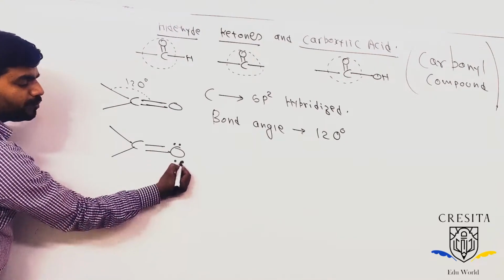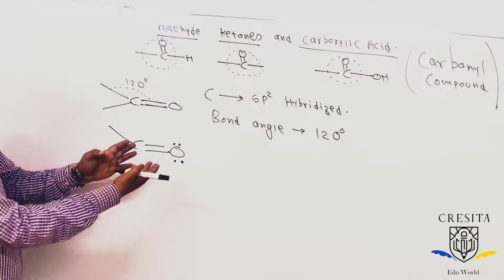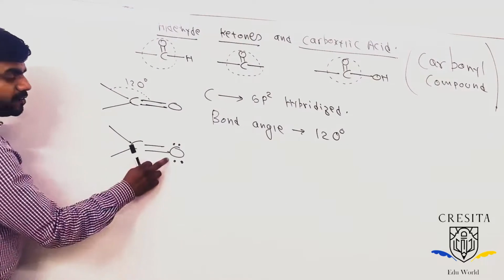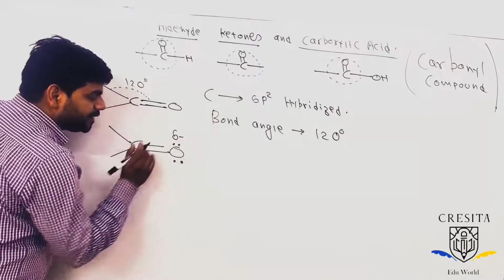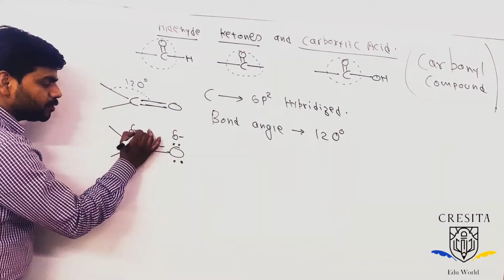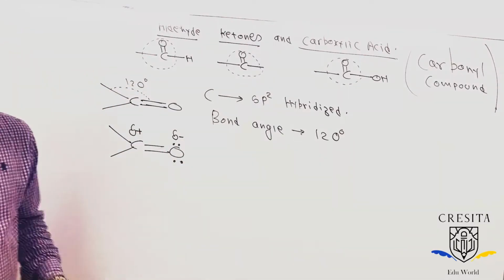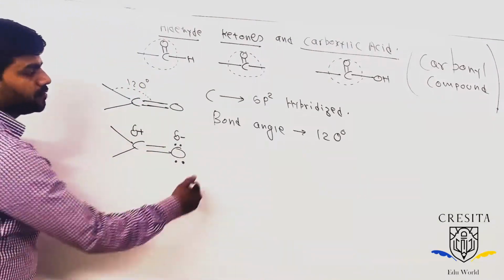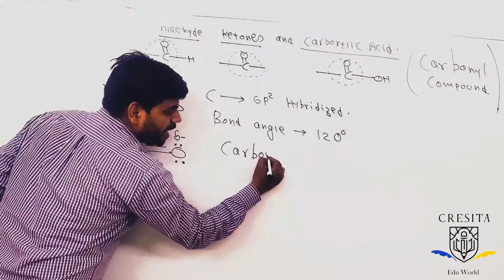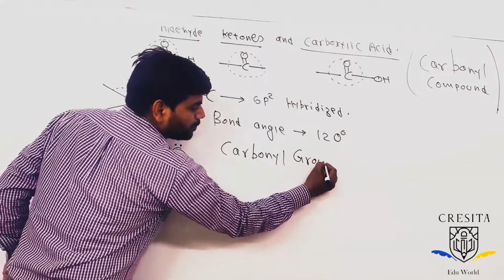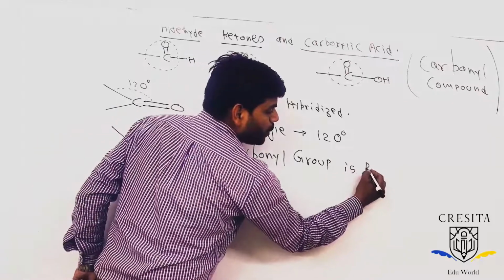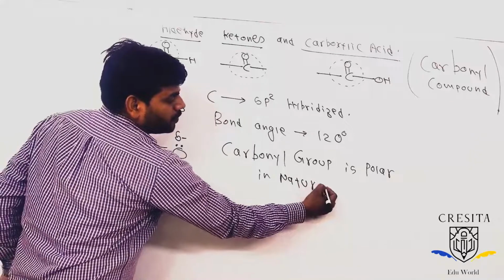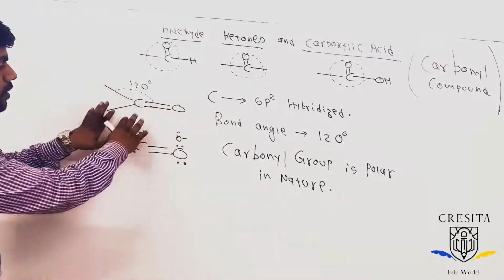Next. Now students, we can see in carbonyl group, carbon and oxygen has large difference in electronegativity. Oxygen contains 2 lone pair of electrons, therefore oxygen has more electron density and carbon has less electron density. So oxygen is partially negative and carbon is partially positive. So we can say this carbonyl group is polar in nature. Okay, so that is all about carbonyl group.